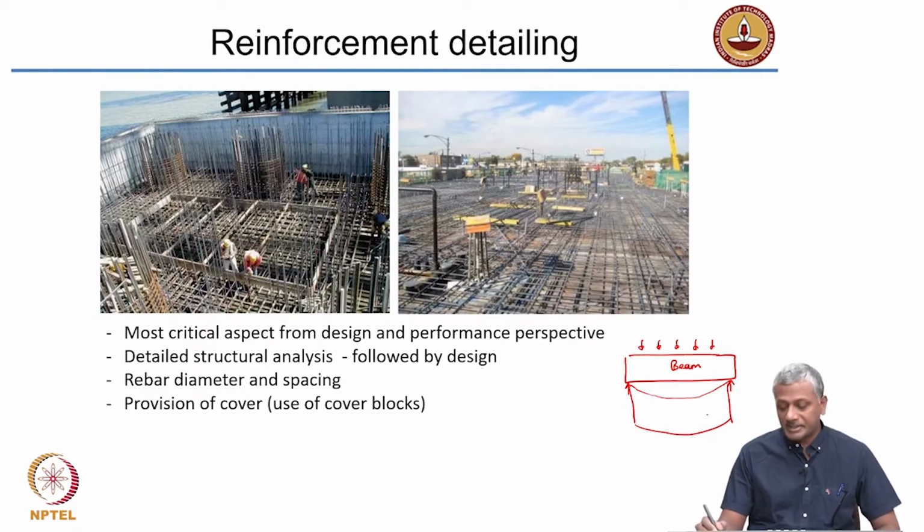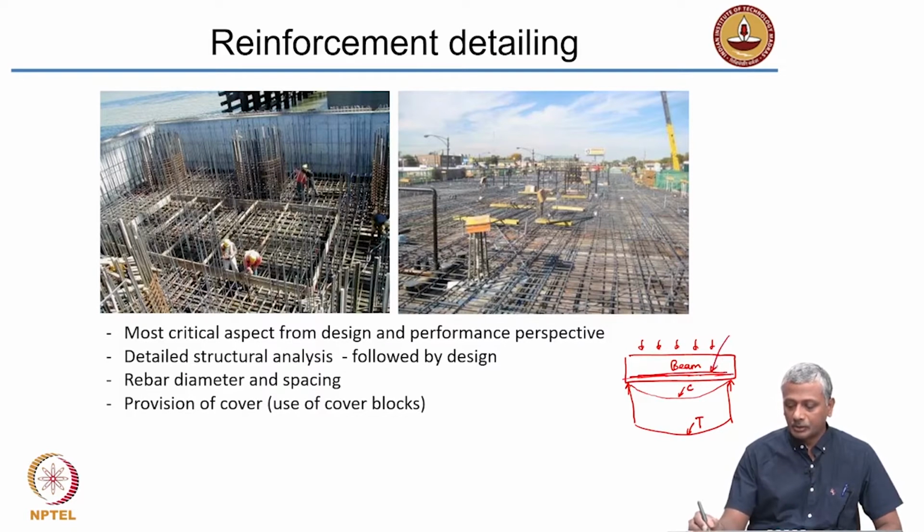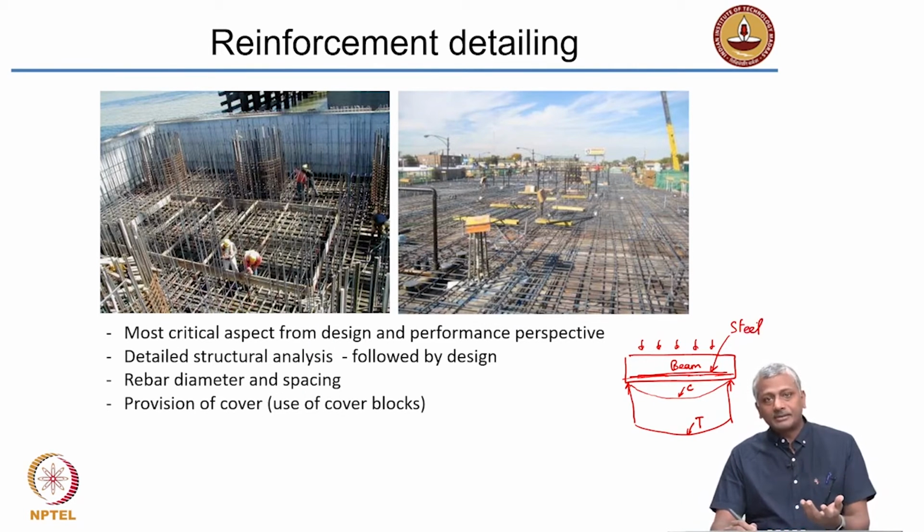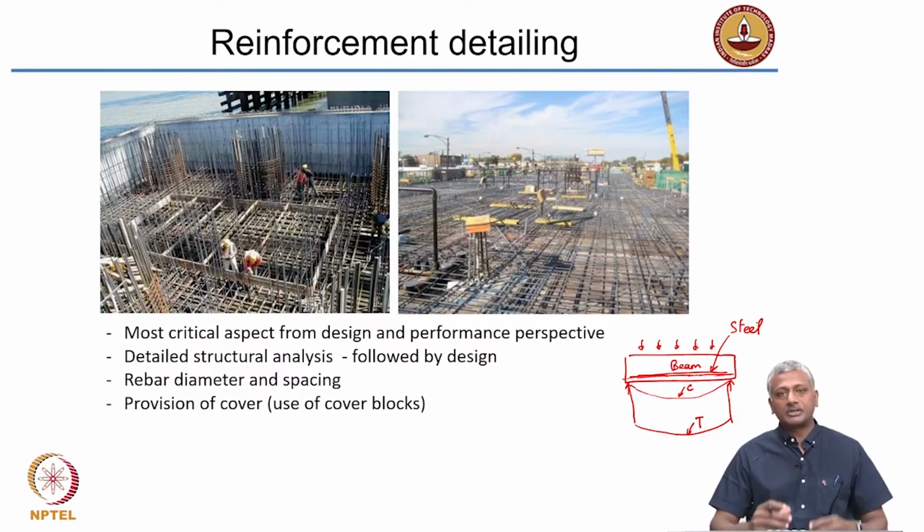So this means that the bottom fiber where you have stretching, that's in tension, and the top fiber is in compression. So the steel essentially has to be provided close to the bottom of the beam. Now, reinforcement detailing is going a step further, not just understanding where steel needs to be provided, it also means how much steel needs to be provided in a given cross-sectional area, how much area should be covered by steel.